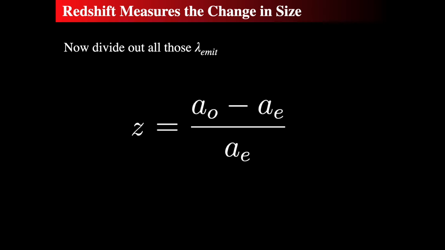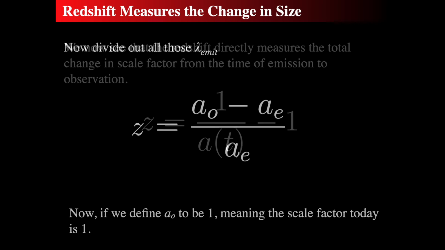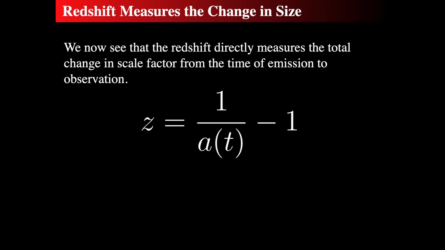So let's divide out all those lambda emits and we're left with scale factors. And then if we define a_0, a sub observed, to be 1, meaning the scale factor today is 1, then we rearrange this equation to have something that looks insanely simple. That's the redshift and scale factor relationship.